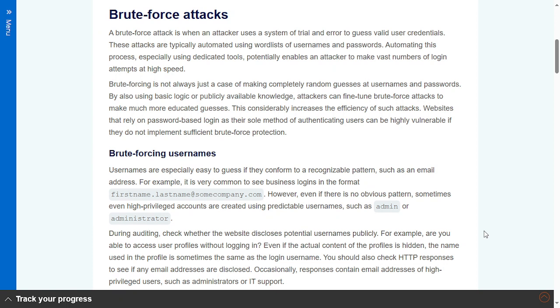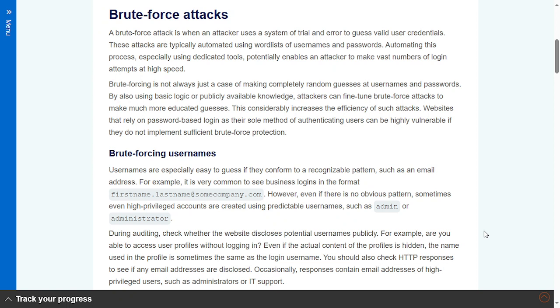Brute force attacks. A brute force attack is when an attacker uses a system of trial and error to guess valid user credentials. These attacks are typically automated using word lists of usernames and passwords. Automating this process, especially using dedicated tools, potentially enables an attacker to make vast numbers of login attempts at high speed.